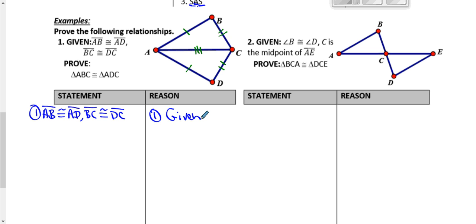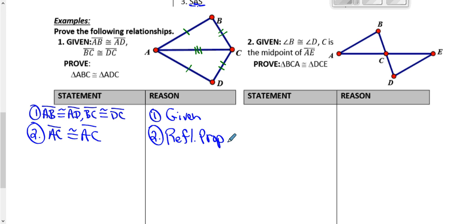Okay? And our next statement will be statements about things that we found. What did we find? AC is congruent to AC. Now we have to justify that statement. Why is AC congruent to itself? Reflexive property. Reflexive property says everything is congruent to itself. Well, AC is itself.